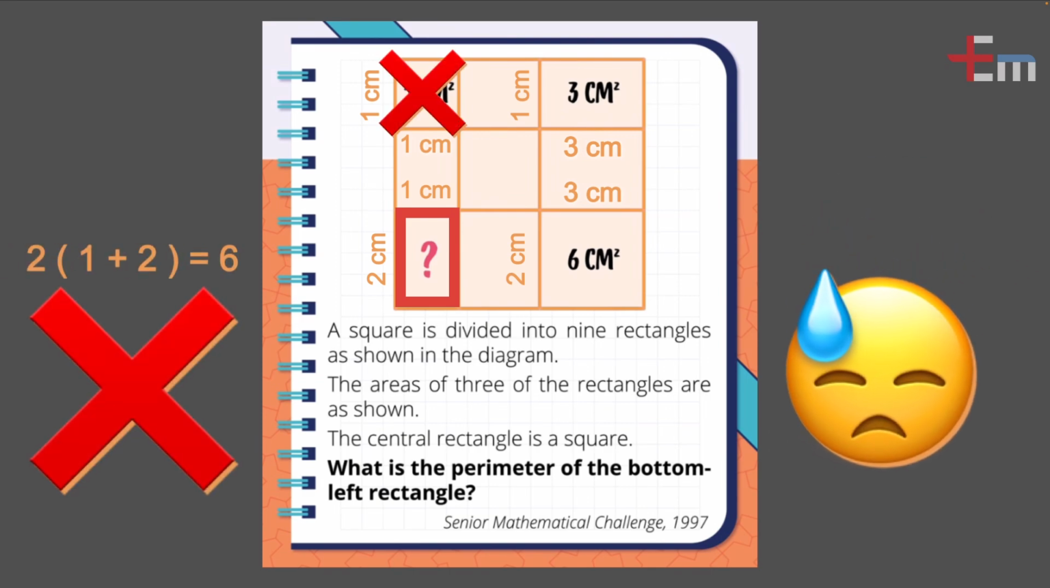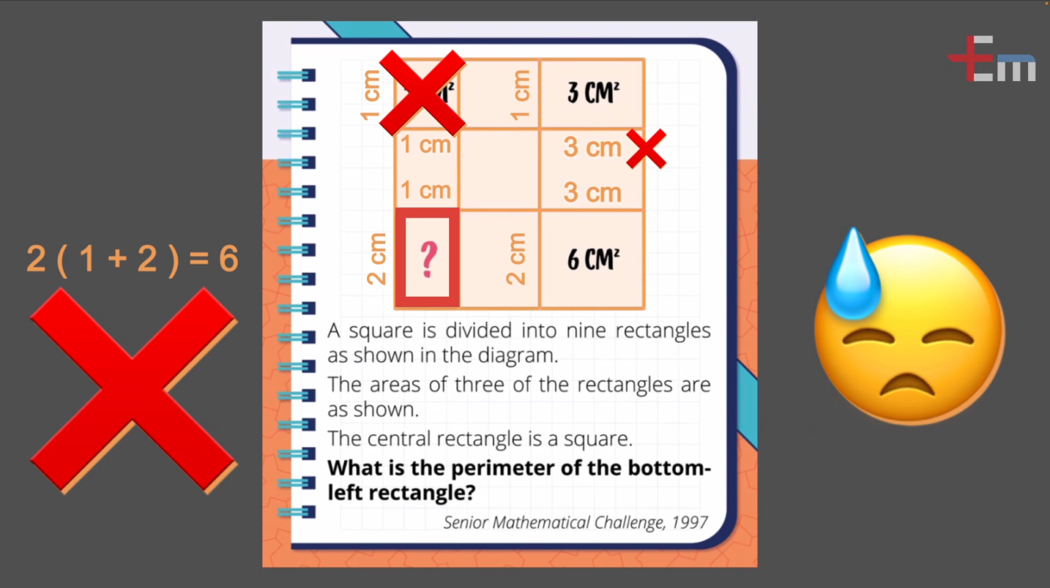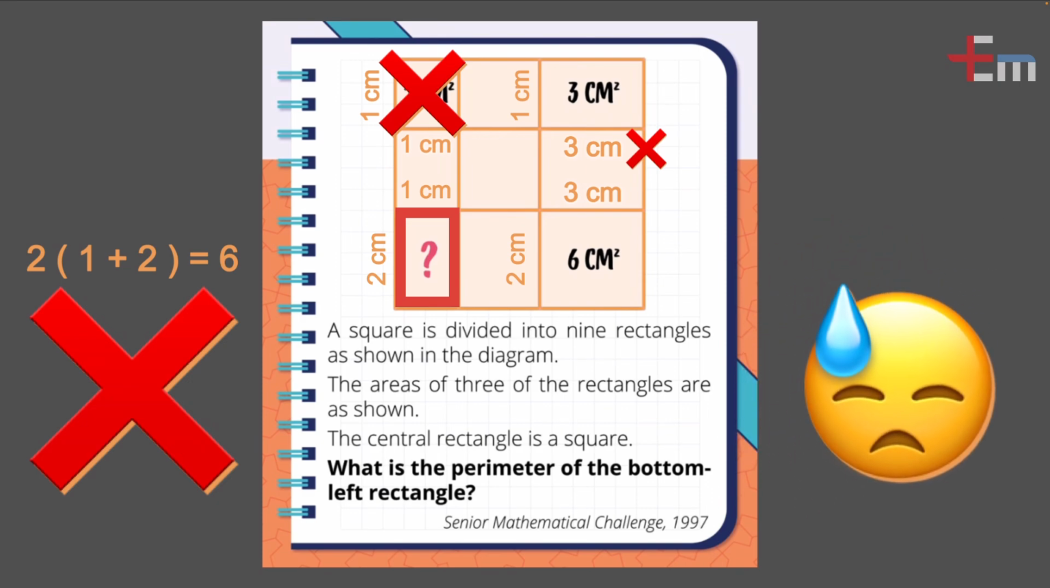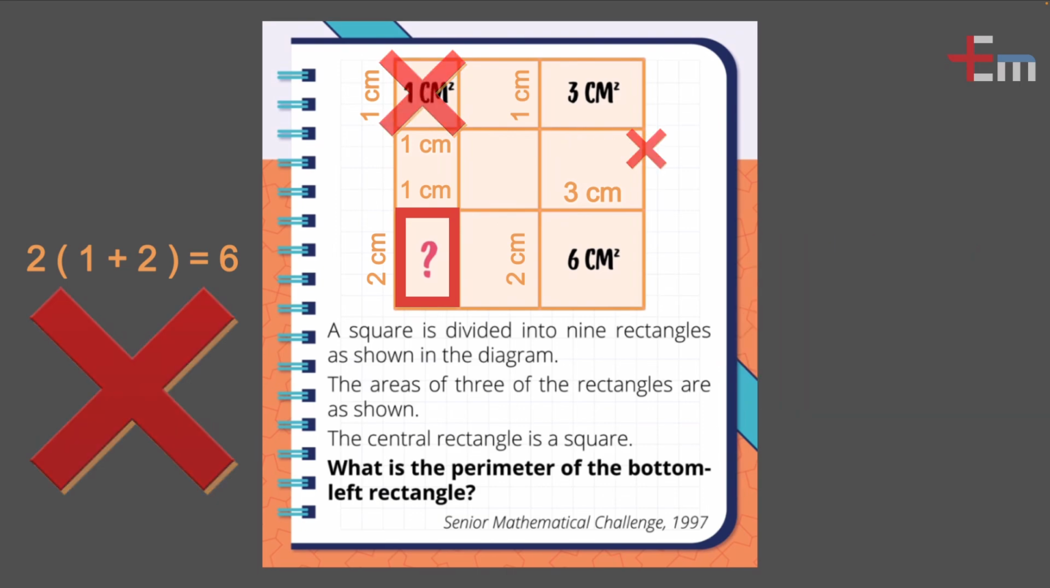Wrong! Who told you that was a square? Who told you the side lengths are all whole numbers? Exactly. No one. Let me show you how it's actually done.